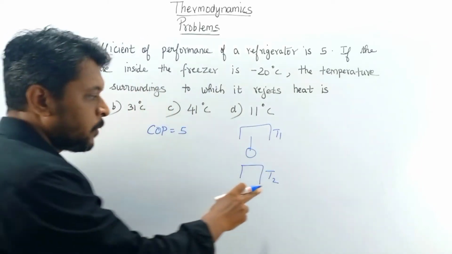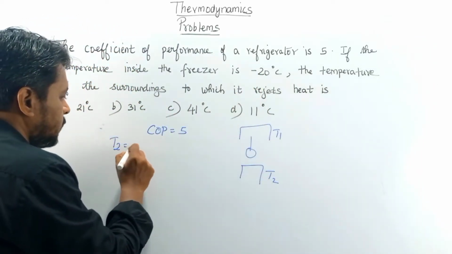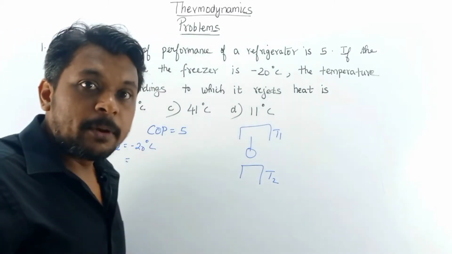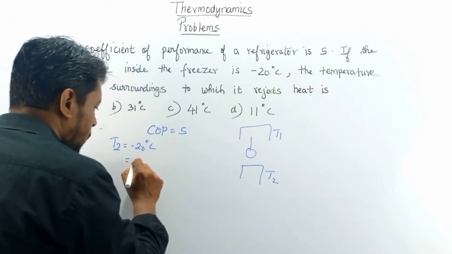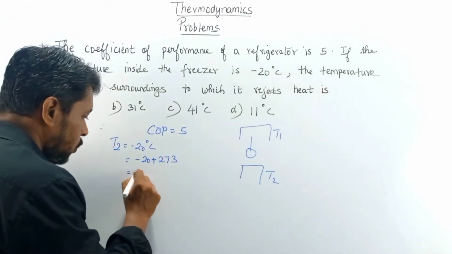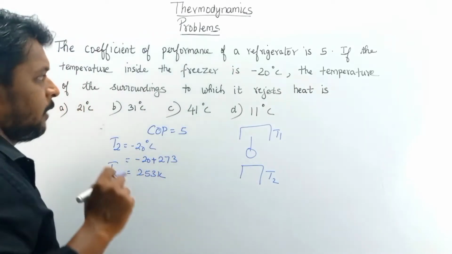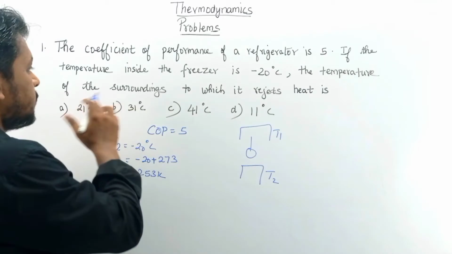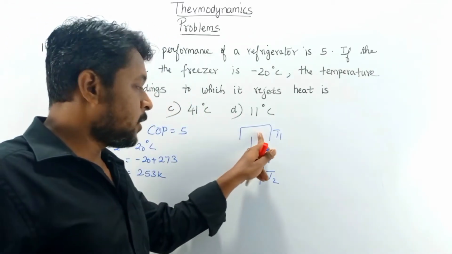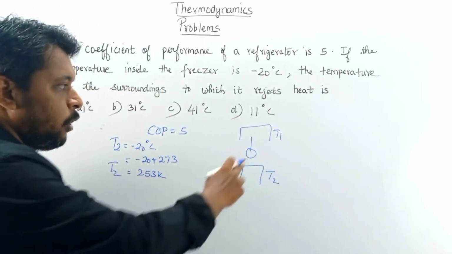Here they given the low temperature reservoir temperature as minus 20 degrees Celsius. So T2 is given as minus 20 degrees Celsius. Here we have to convert the temperature into Kelvin. So minus 20, to convert into Kelvin, we have to add 273, which is equal to 253 Kelvin. The T2 is given as 253 Kelvin. What is the question asked? The temperature of the surroundings to which it rejects heat. So they're asking the temperature of the high temperature reservoir, that is T1. We have to find the value of T1.